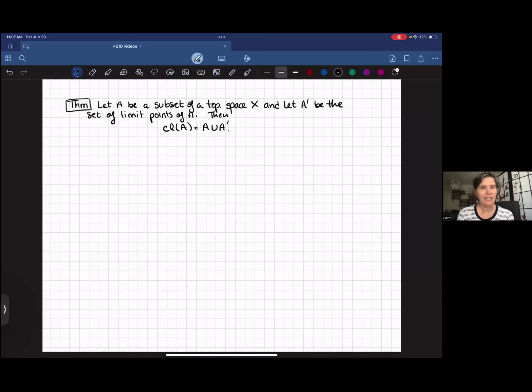So the theorem says, suppose you have a subset A of a topological space X, and let A prime denote the set of limit points of A. Then the closure of A is the union of A with its limit points. So another way to think of that is that if you want to form the closure of a set, you just have to take the set itself and then toss its limit points in as well, and then you will have the closure. Okay, so let's go ahead and prove this.